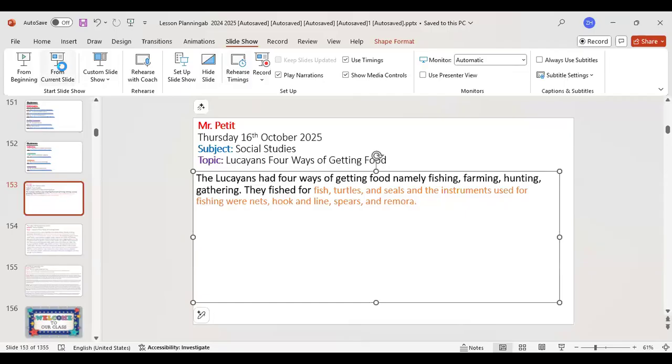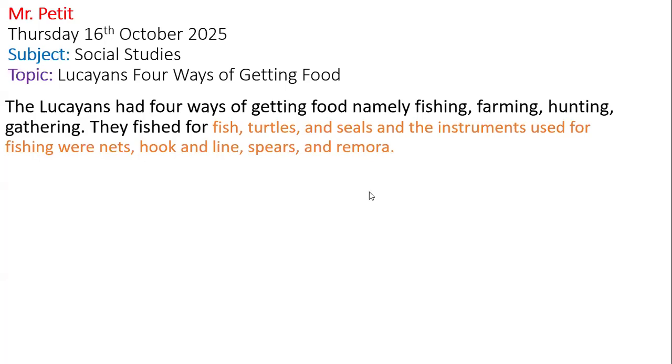Travis Aquel, read the second sentence for me. Fishing. They fish for fish, turtles, and seals. Instruments used for fishing were nets, hook and line, spears, and remora.